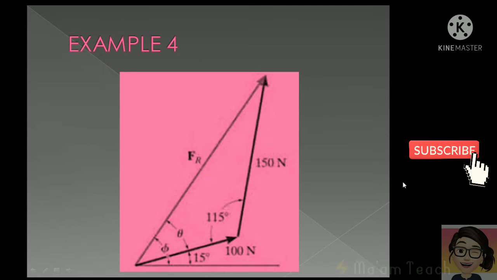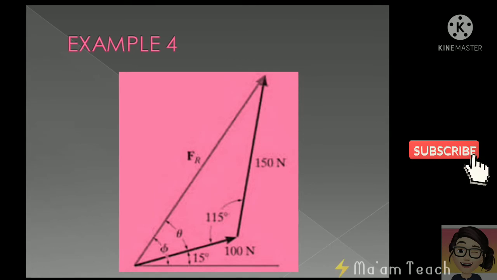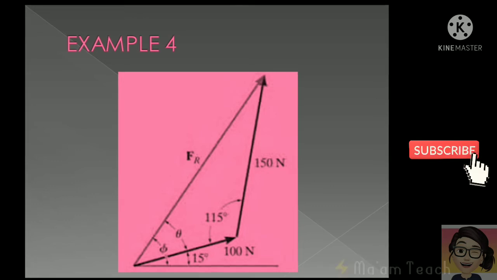So as I have said, this will be our working diagram now. As you can see, this is a triangle which is taken from our parallelogram earlier. We have the two sides given, which are the 100 Newton and the 150 Newton, and there you are, our unknown, which is the F sub r. We are also given one angle, which is 115 degrees.